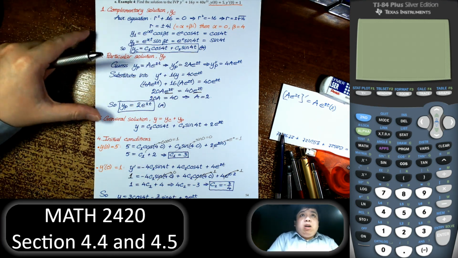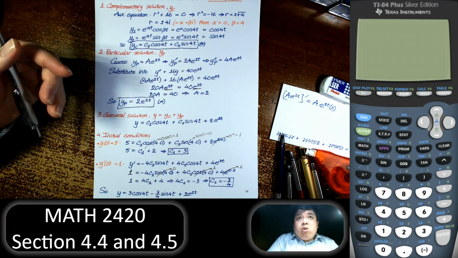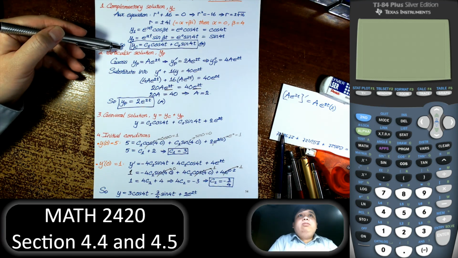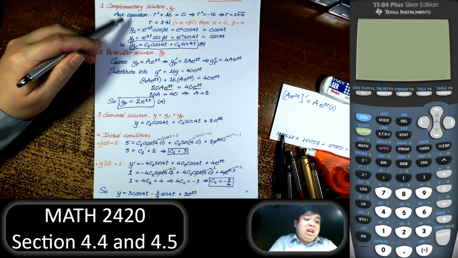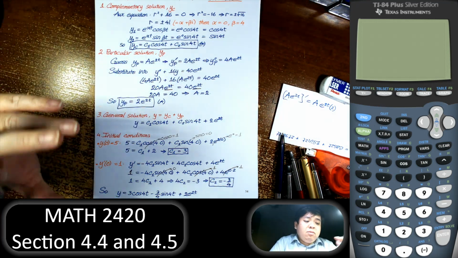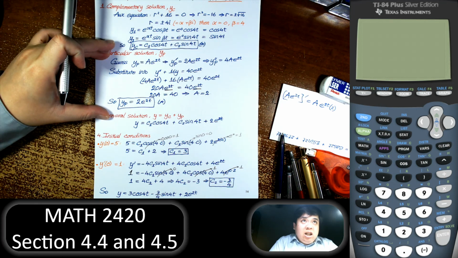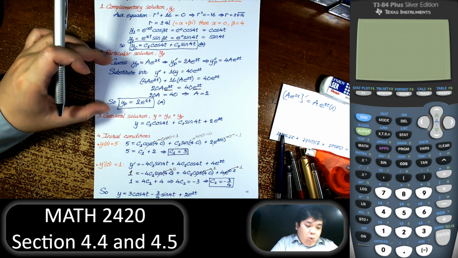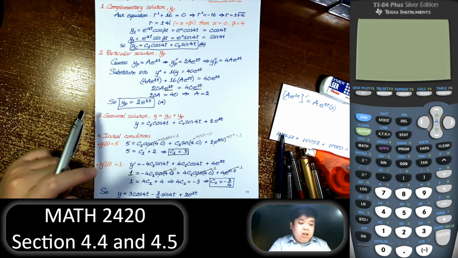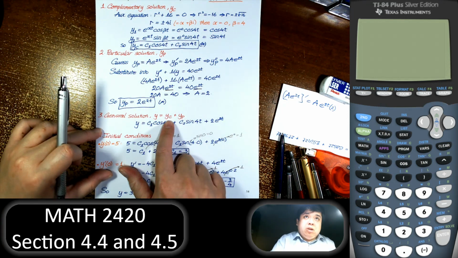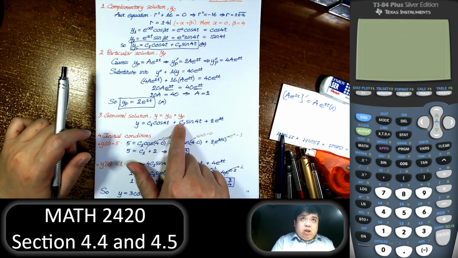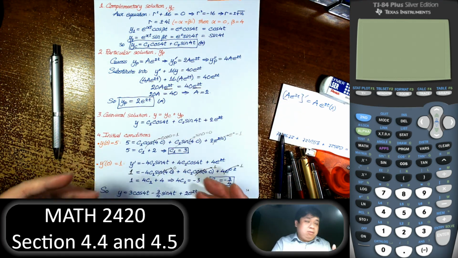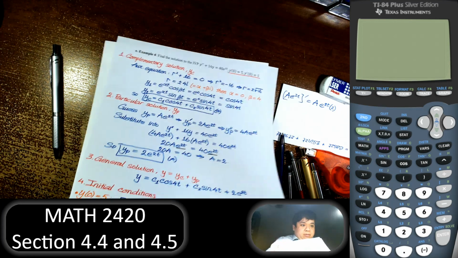I said this type of problem is not difficult, it's just a bit tedious. Complementary solution, auxiliary equation, so that's like the previous section. In this section, we're going to guess the form of the particular solution and we solve for it. Once we have those two, the general solution is the complementary solution plus the particular solution. And then if we have initial conditions, we'll substitute in at that step.